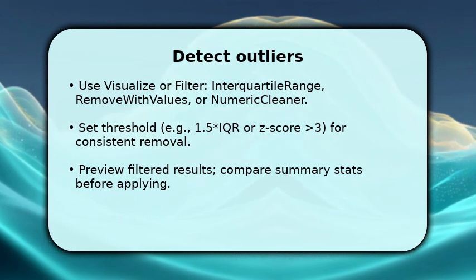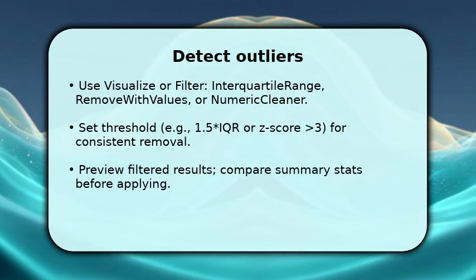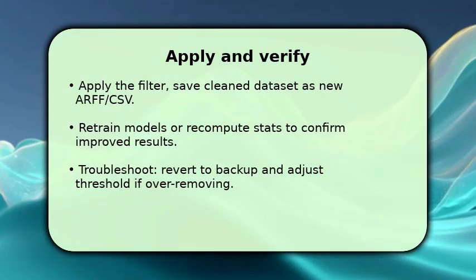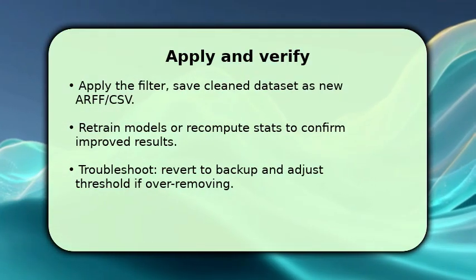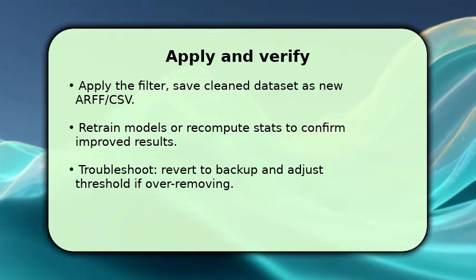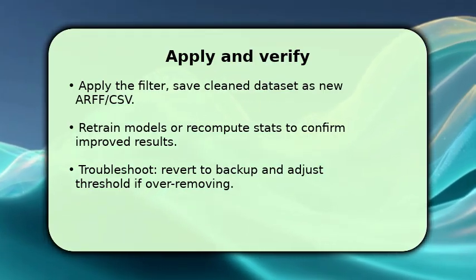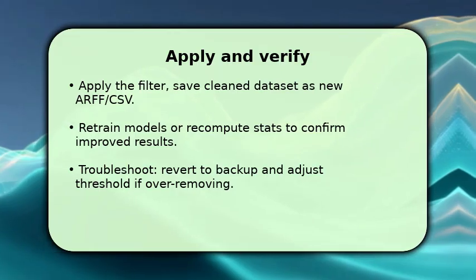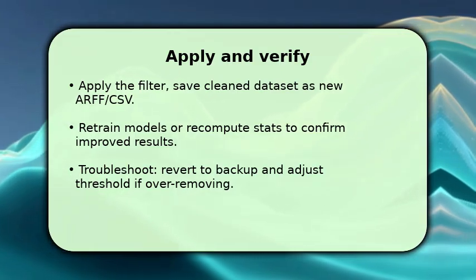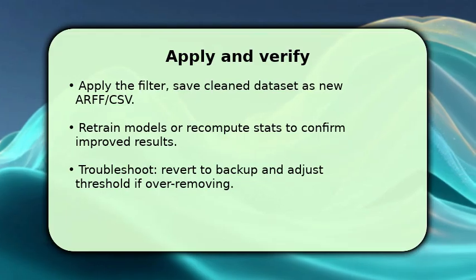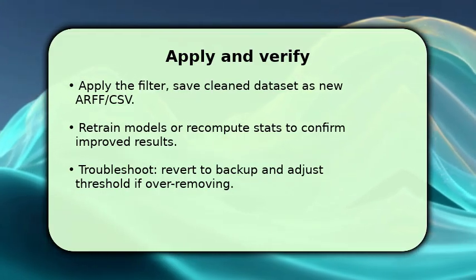If using NumericCleaner, you now apply the chosen filter and save the clean dataset under a new name so you preserve the original. After saving, retrain your models or recompute descriptive statistics to verify the outlier removal improved performance or clarity. Make sure to inspect data plots again for unexpected gaps.